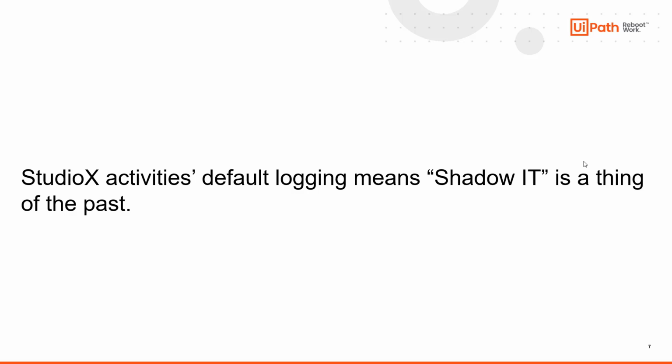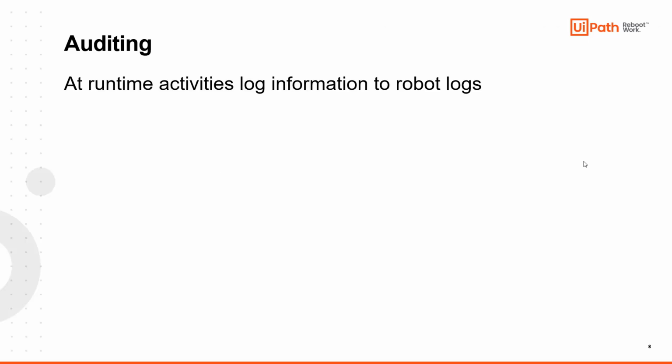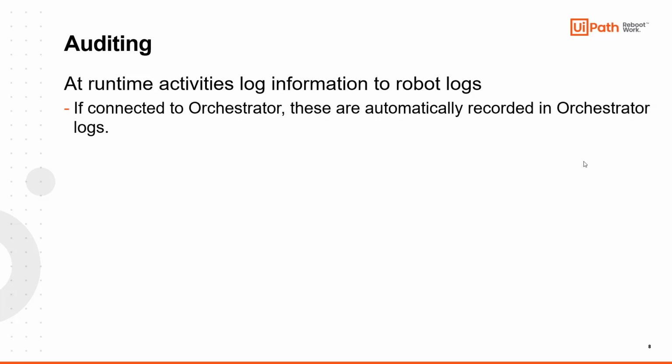So one of the things that StudioX does is at runtime, all of our activities log important information into the robot logs without the user taking any action at all. So assuming a user is connected to Orchestrator, which is a best practice that we recommend that you license through Orchestrator, which will then ensure that they are connected, information is going to automatically be recorded about what these robots are doing on behalf of the user.